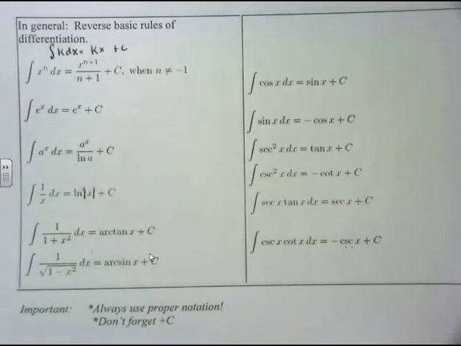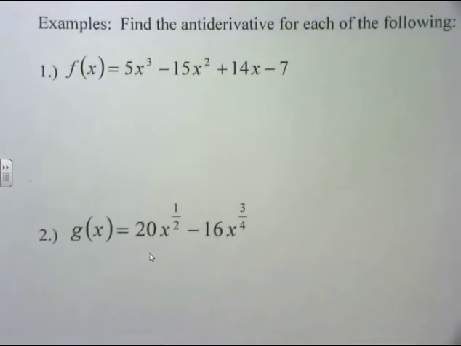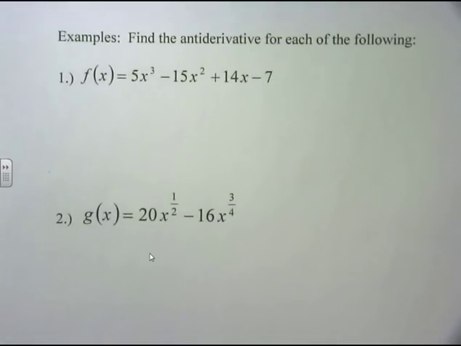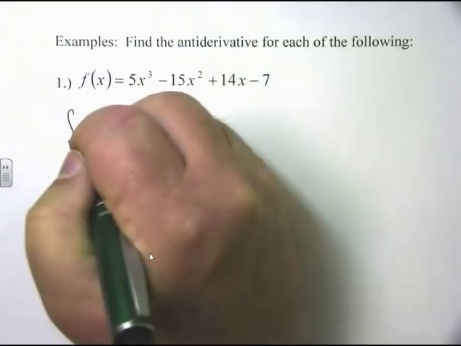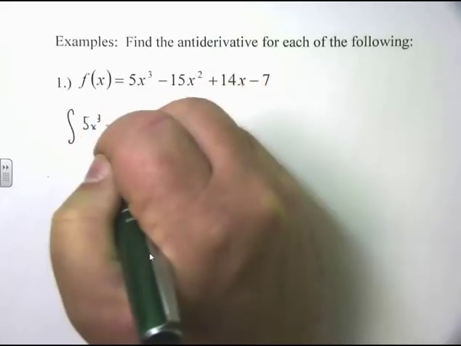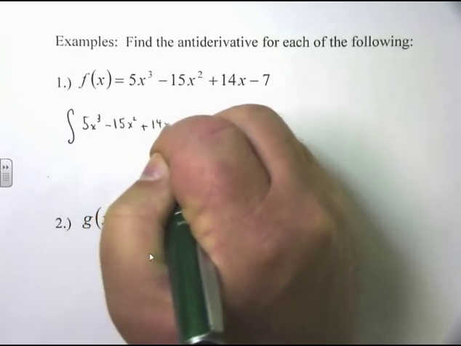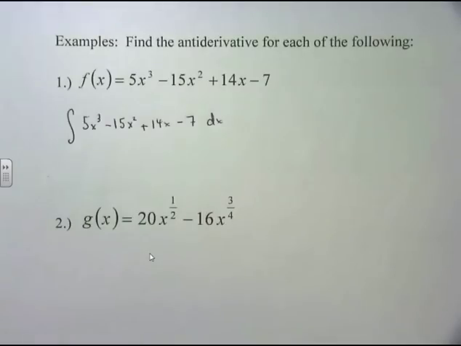So, let's see if we can take these rules and apply them. Now, first one, I'll try to make it pretty simple for you. So, here we go. Examples: find the antiderivative for the following function. So the antiderivative would be the integral of 5x cubed minus 15x squared plus 14x minus 7 dx, because x is the variable of my function here. So this is what the dx tells me back here.